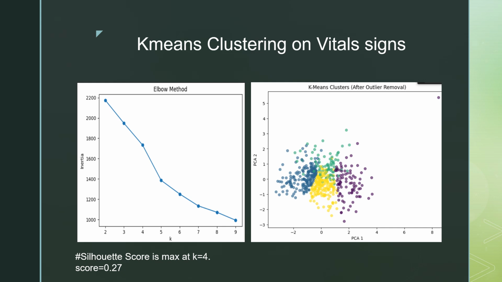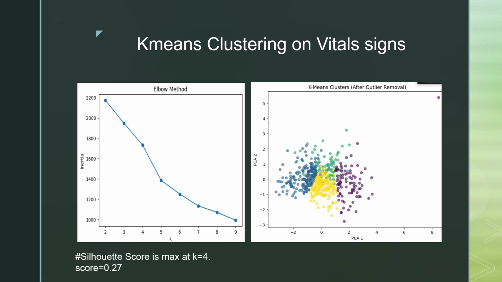I'm showing the cluster results for the vital sign data using the k-means algorithm. On the left is the elbow method plot, which helps determine the ideal number of clusters. We see a strong bend at k equal to 4, meaning after 4 clusters, the reduction in inertia slows down. So adding more clusters gives less improvement.